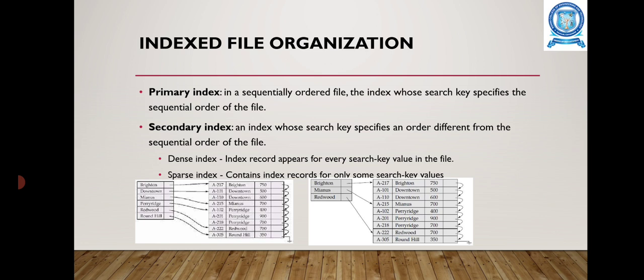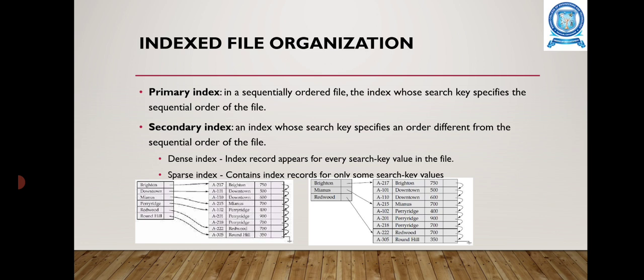Next is the primary index. In an ordered index, the index values are sorted by the search key. The primary index is the index whose search key specifies the sequential order of the file. Secondary index means an index whose search key specifies an order different from the sequential order of the file. Indexes can be dense or sparse.